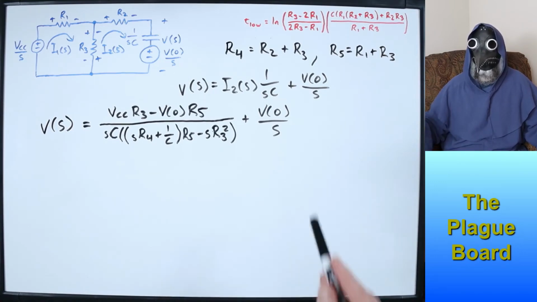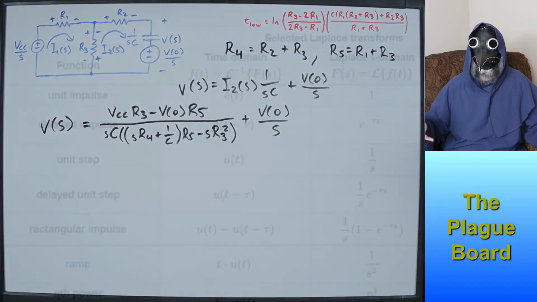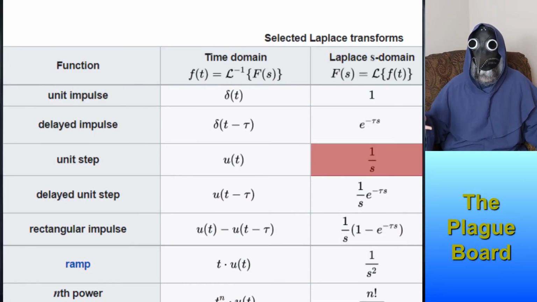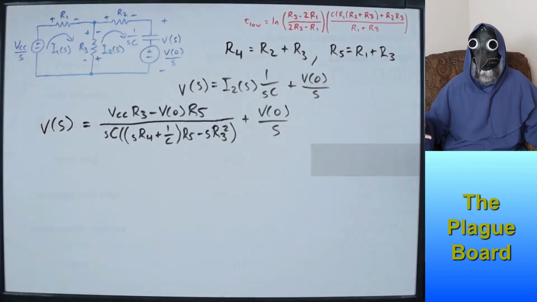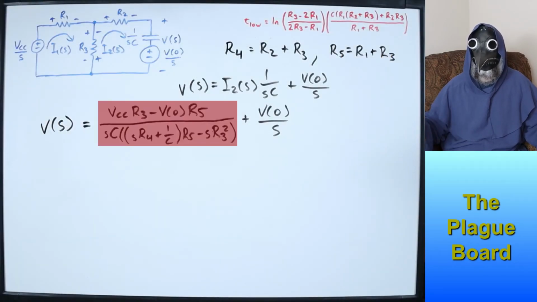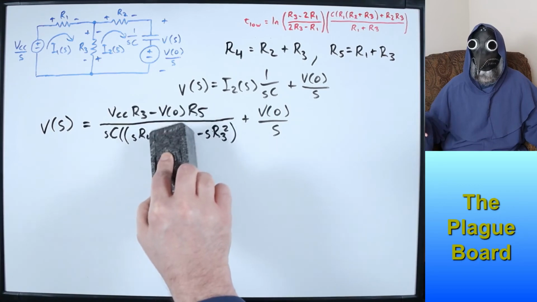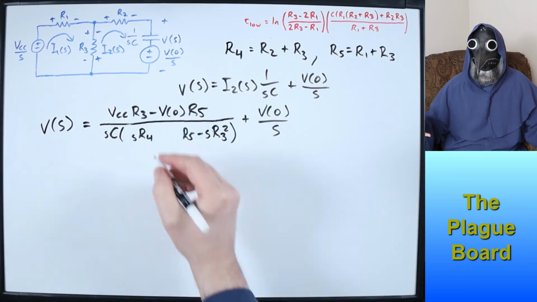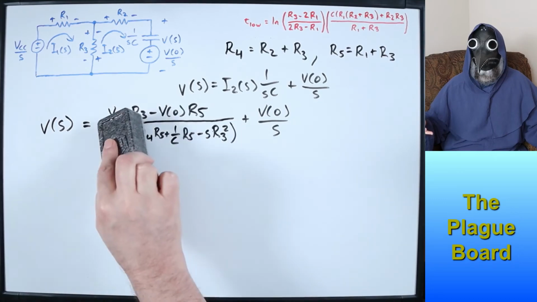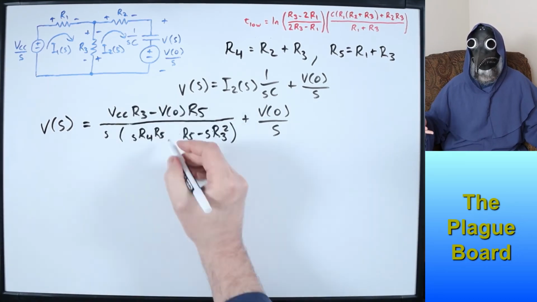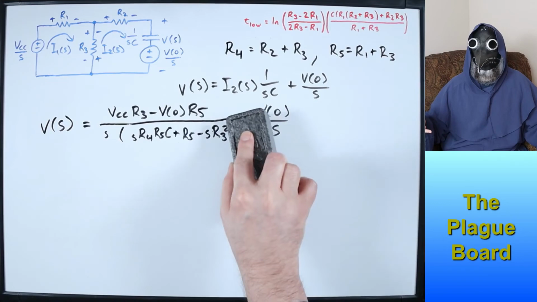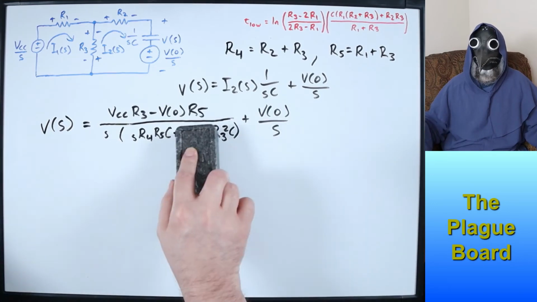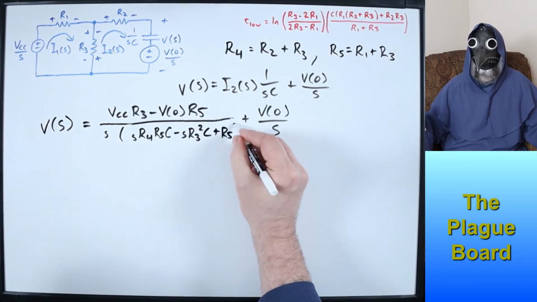We can see that V of 0 over S is some constant times 1 over S. And 1 over S exists in the lookup table, so we just need to finagle this part. I'll multiply R5 through in the denominator, and then multiply C through it. I'm going to swap these two terms and factor out an S.